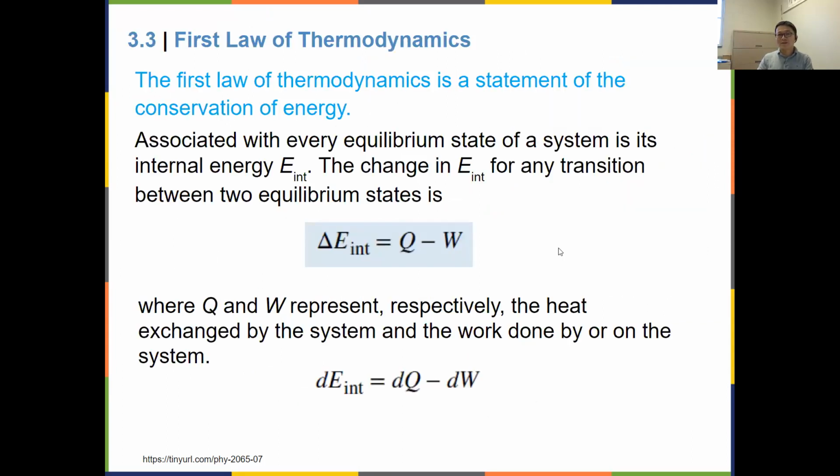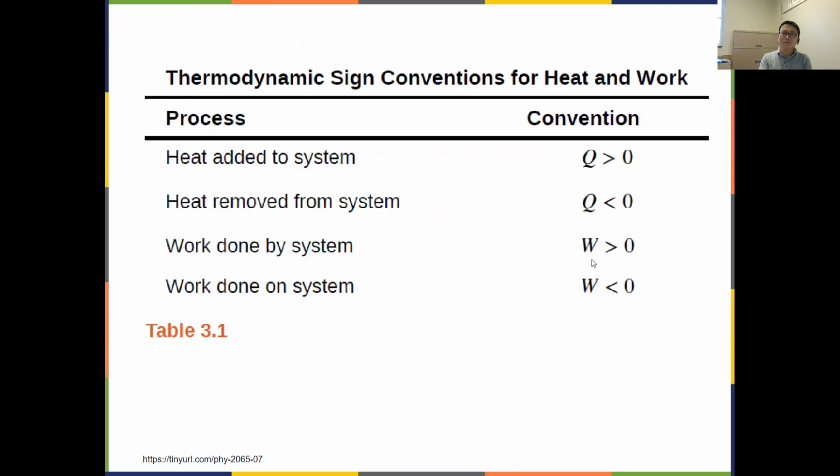We talk about the first law, which basically says the internal energy change of the system equals the heat change minus the work done by the system. Okay, the differential form will be dE internal equal to dQ minus dW. Okay. Convention for signs of the terms here: Q is positive when heat is added to the system, Q is negative when heat is removed from the system. Work is positive for work done by the system, work is negative for work done onto the system.